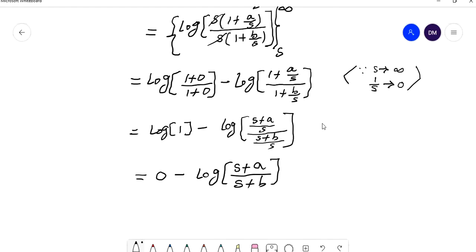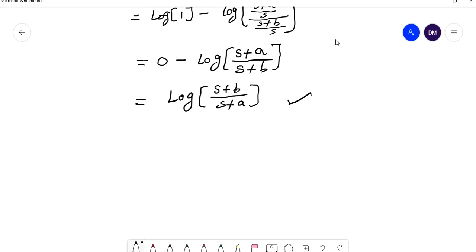So this is equal to minus of log of a by b, which can be written as log of b by a, that means log of s plus b by s plus a. So this is the solution of the second problem.